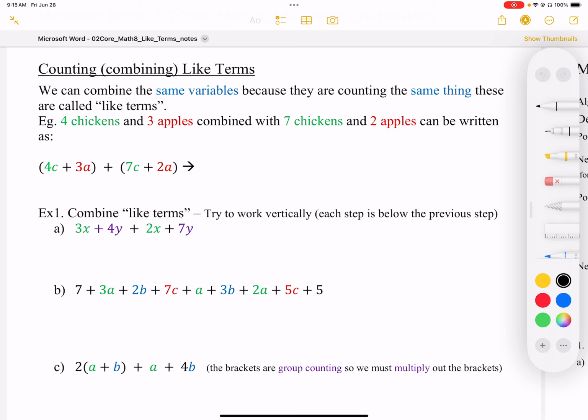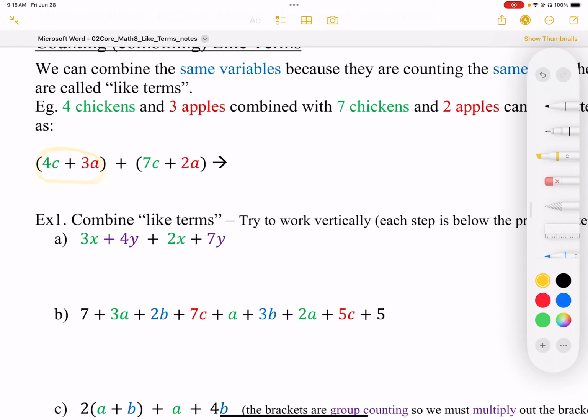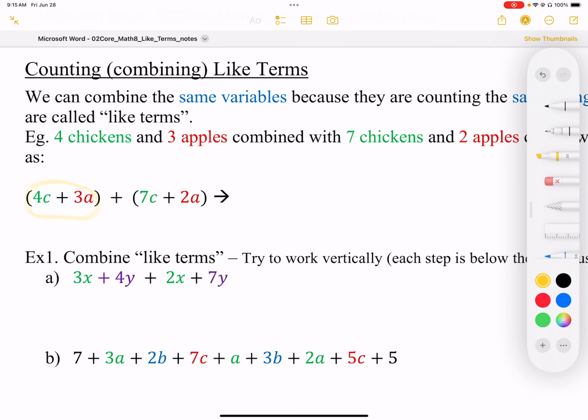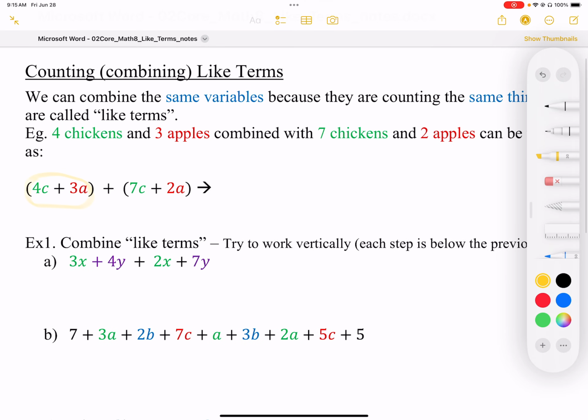We can write the 4 chickens as 4C, the 3 apples as 3A, and we have this grouping here that we put in brackets. And we have 7 chickens and 2 apples in this grouping here, which we put in brackets as well. So we can count the chickens together. So we have 4 plus 7. So we have 4 chickens plus 7 chickens. That's going to give us 11 chickens in total.